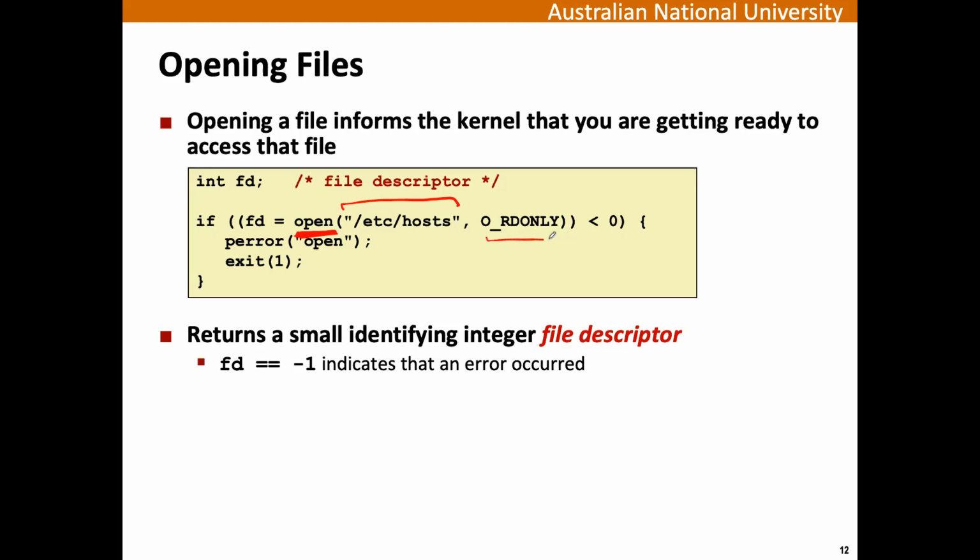And the next argument is the flag. And the flag argument tells the kernel how you expect to access the file. Do you expect to read the file, write the file, or both read and write the file, right?